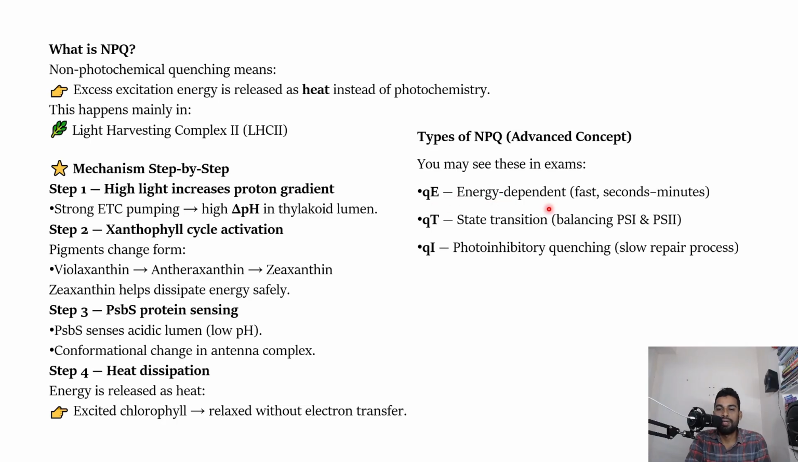Energy dependent. It is fast. It happens in seconds or minutes. QT, state transitions, balancing PS1 and PS2. So it balances the electrons in PS1 and PS2. QI, photoinhibitory quenching. It slows the repair process.